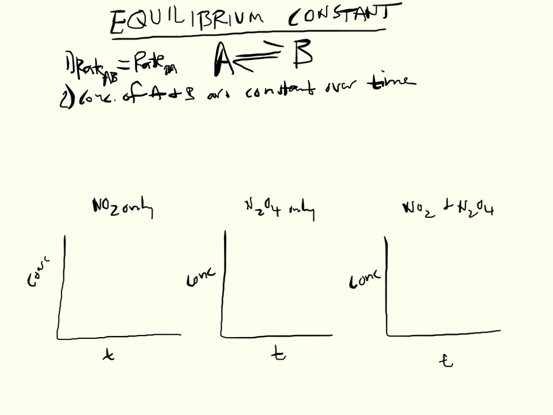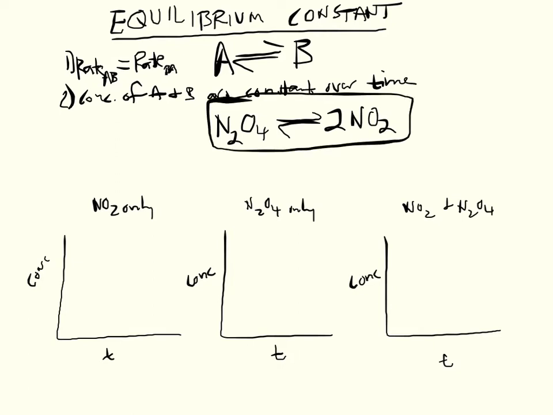So let's consider an actual example. Let's consider the equilibrium between N2O4, dinitrogen tetroxide, and nitrogen dioxide, 2NO2. Okay? This is a system that can be at equilibrium, with forward and reverse reactions between the two. And let's say we set up this reaction in 3 different beakers. In the first beaker, we start with only NO2. So the concentration of NO2 is all we have.